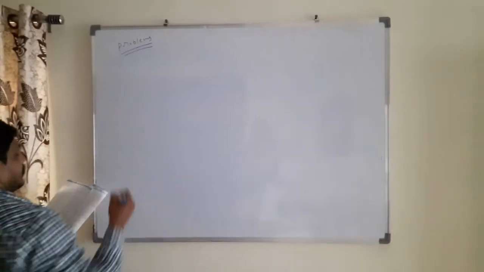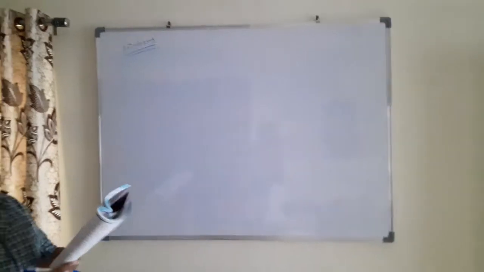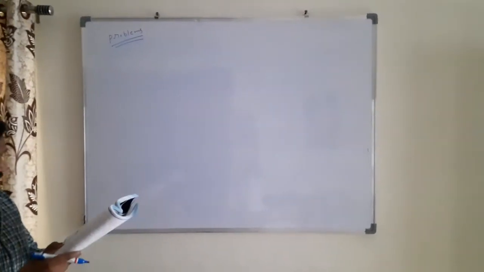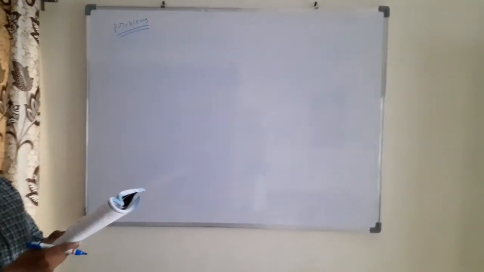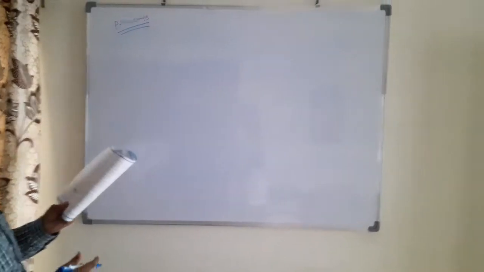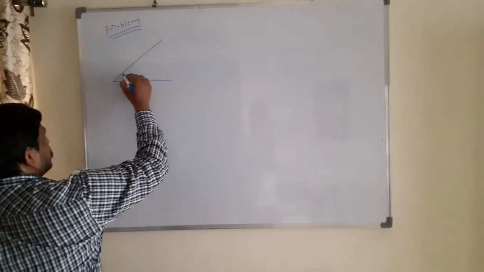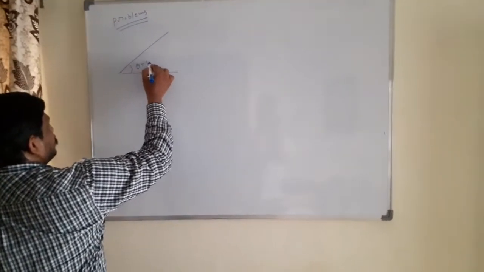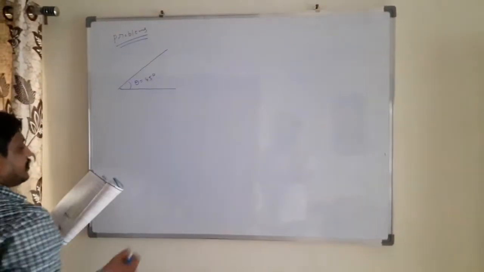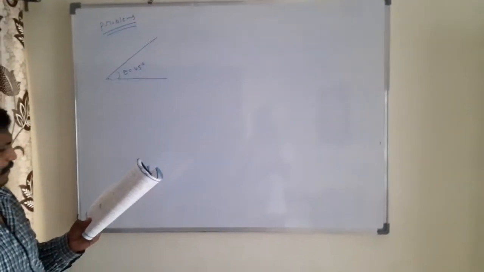Plane mirror problems. First, I will discuss the first question. Two plane mirrors are at 45 degrees to each other. Here, this is a plane mirror, and this is a plane mirror. This angle is generally denoted by theta. Theta is 45 degrees.